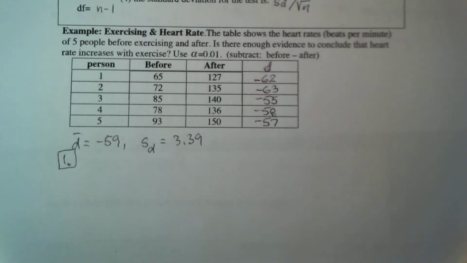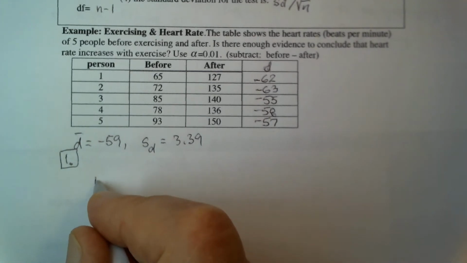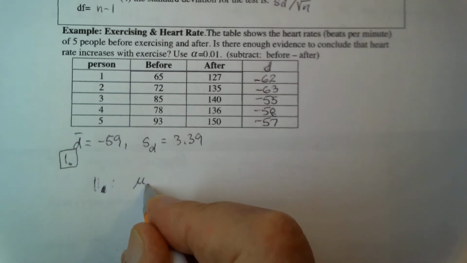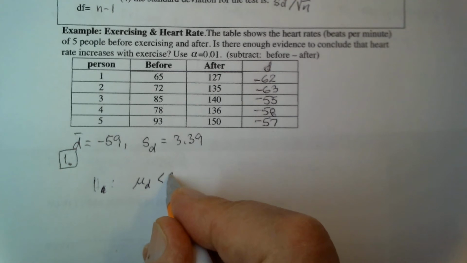So when you write our hypothesis, what we are comparing here are the mean heart rate before exercise and the mean heart rate after exercise. And the claim is that before exercise, the heart rate is less than after the exercise. So in other words, before minus after is less than 0. So that means our alternative hypothesis would be mu sub d less than 0.